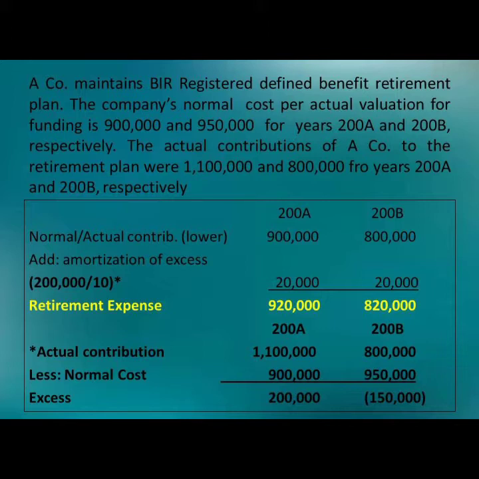If we observe, there is an excess of contribution over the normal cost, in which according to the tax code, we have to amortize the excess contribution over the normal cost over a period of 10 years. So the 200,000 excess will be divided by 10. Therefore, the amortization will be added to the normal or actuarial contribution, which is lower. So it is increased by 20,000 each per year because of the amortization of the excess contribution.